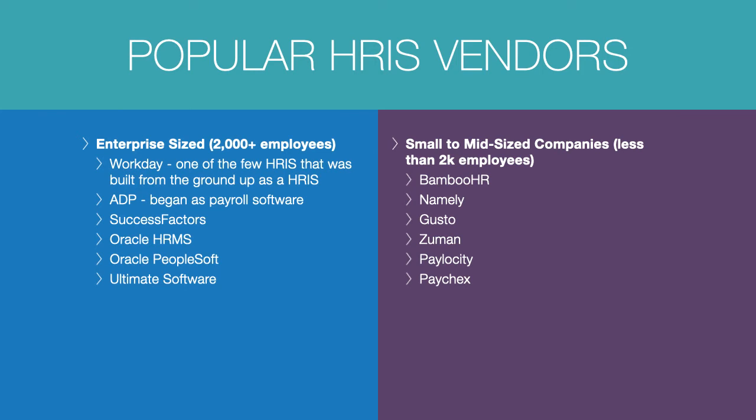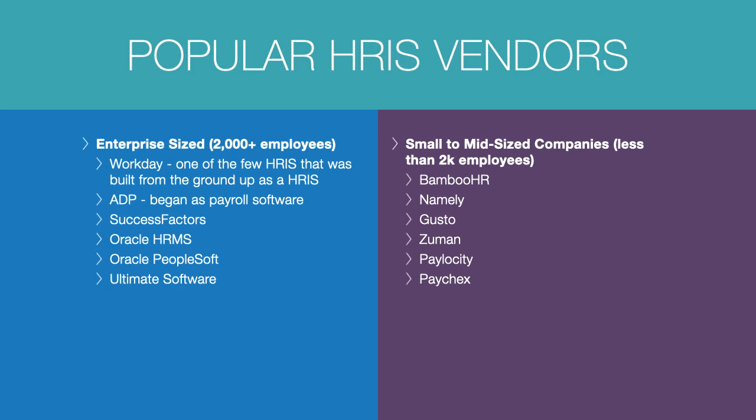So companies like ADP, Paylocity, Paychex, they all started out as payroll companies that got into the HR market and then built, or acquired, the HR software or part of their software after the fact. Workday is one of the very few products that was literally built from the ground up at the enterprise level to be HR focused.